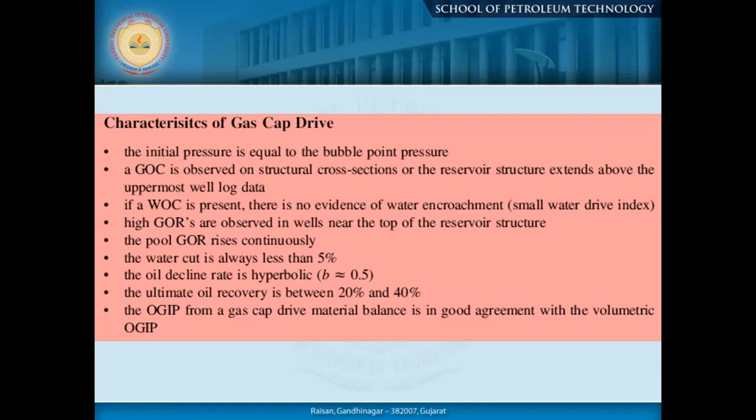Once you decrease, gas will come out, and gas is highly mobile, so that's why they will start taking production. If OWC is present, there is no evidence of water encroachment. That means you may have a drive, but the drive may not support your production, so initially you may not predict that part. Structurally, water is present below your reservoir, but that may not be supporting.